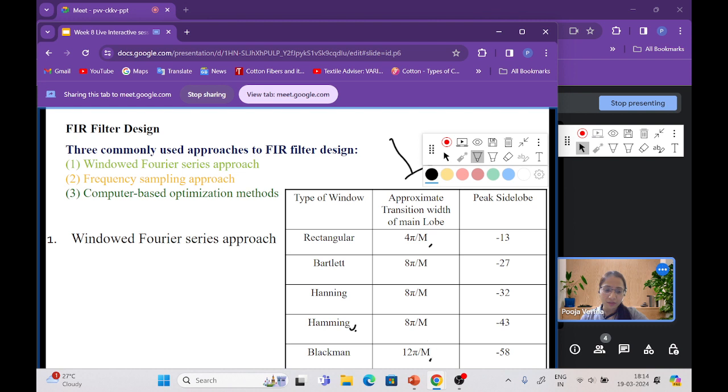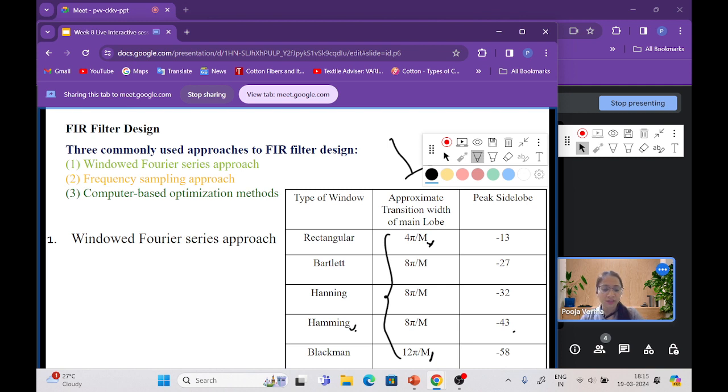This is required while we are solving the questions or assignment problems, so please remember these points. And about the peak side lobes also: for the rectangular window, the peak side lobe is minus 13 dB. For the Bartlett window, it is minus 27 dB. For the Hanning window, minus 32 dB, for the Hamming window, minus 43 dB, and for the Blackman window, the peak side lobe is minus 58 dB.